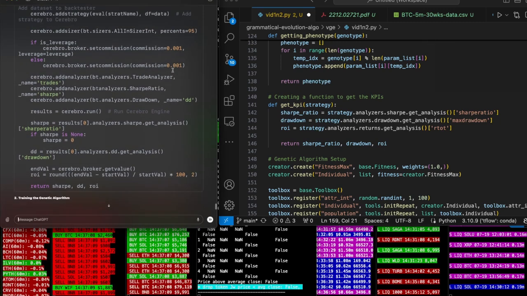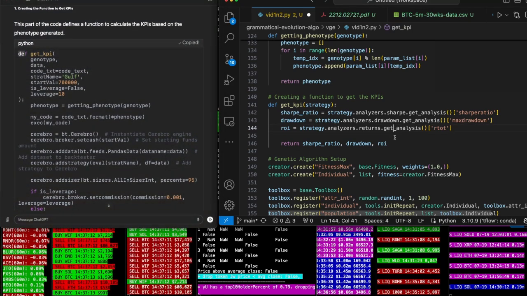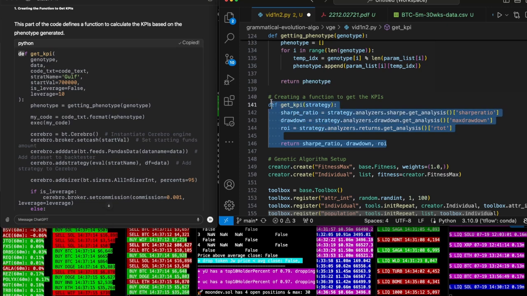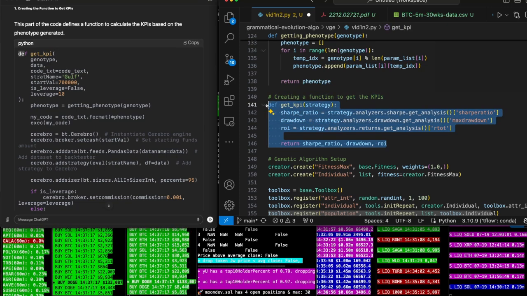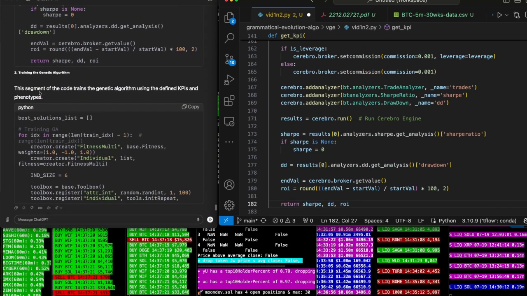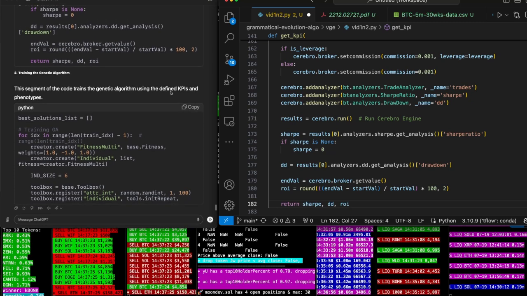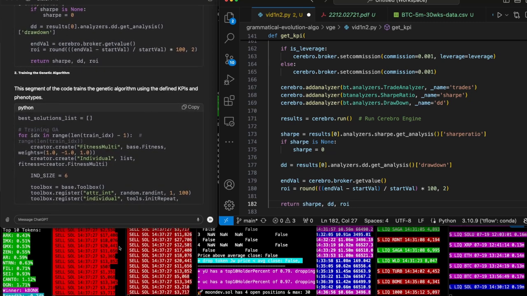Okay, I need to update this. Get KPIs here. Def get KPIs. Paste that in. This segment of the code trains the genetic algorithm using defined KPIs. Continue, blood.